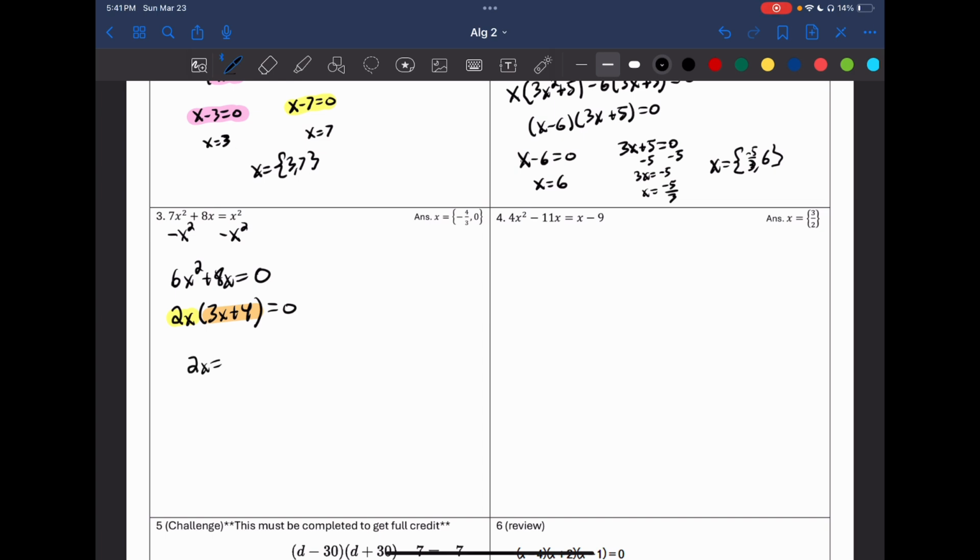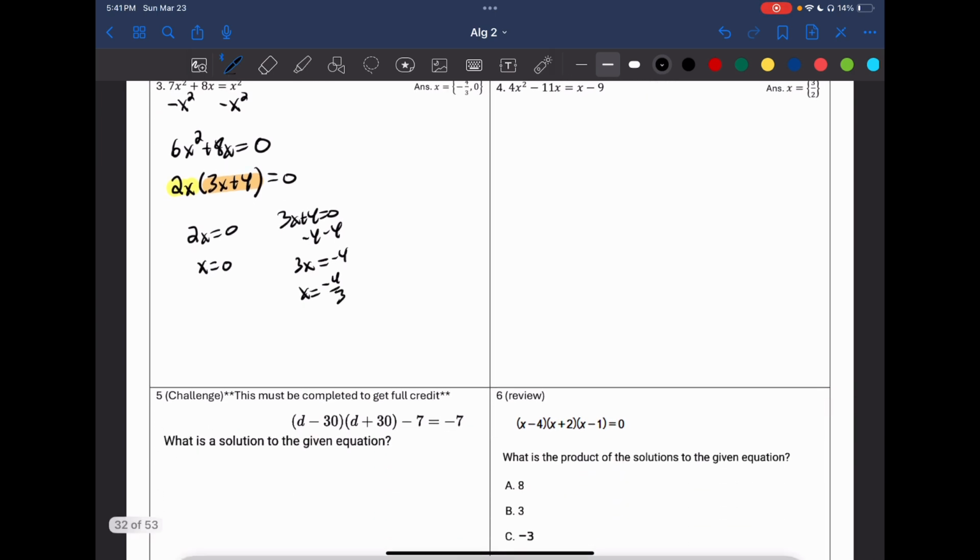So 2x is equal to 0 when x is equal to 0. And 2 times 0 is the only way to get to 0. 3x plus 4 equal to 0. Well, for that we need to solve it. We need to subtract 4 from both sides. We get 3x is equal to negative 4. x is equal to negative 4/3. And our solution is x is equal to the set that contains negative 4/3 and 0.